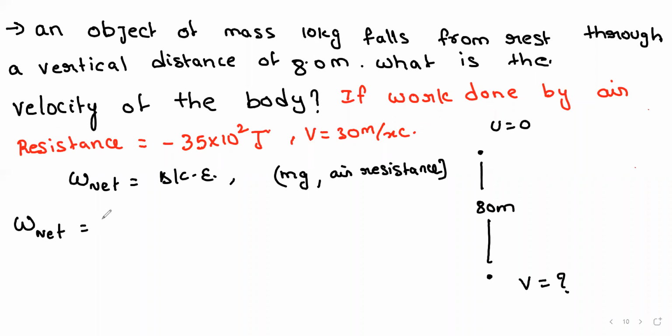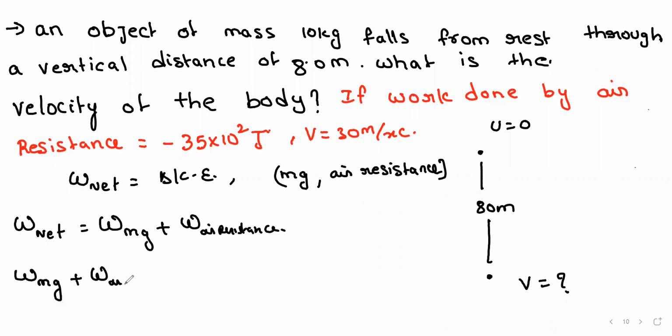So net work done is work done by weight plus work done by air resistance. So I can write work done by weight plus work done by air resistance is equal to KE final minus KE initial. KE final is 5V square. KE initial is 0. What is work done by weight? mg times 80, that is 10 into 80, 800. Anyone want me to do it again?